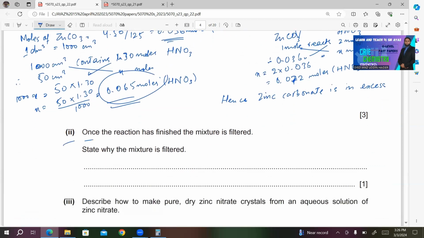Number 2, once the reaction has finished, the mixture is filtered. State why the mixture is filtered. Definitely to remove excess or unreacted zinc carbonate.